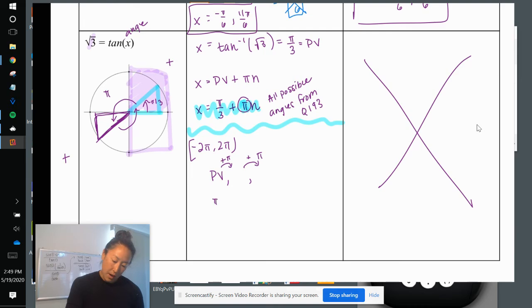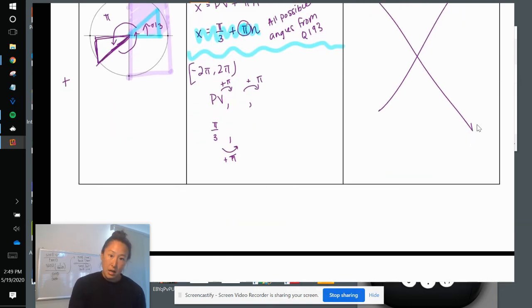So I'm going to start with pi over 3, and we're going to add pi, which is 3 over 3. So we're adding 3 over 3. That gives me 4 pi over 3. If I add 3 over 3 again, I get 7 pi over 3. And then 10 pi over 3, 13 pi over 3. If I go backwards, we need to subtract 3 pi over 3.